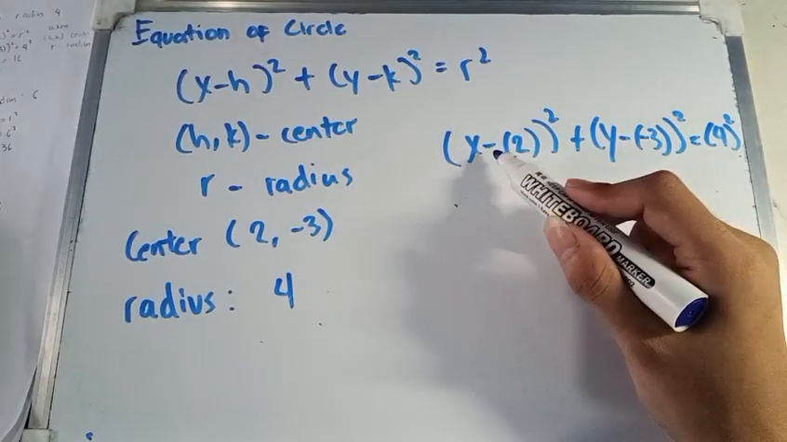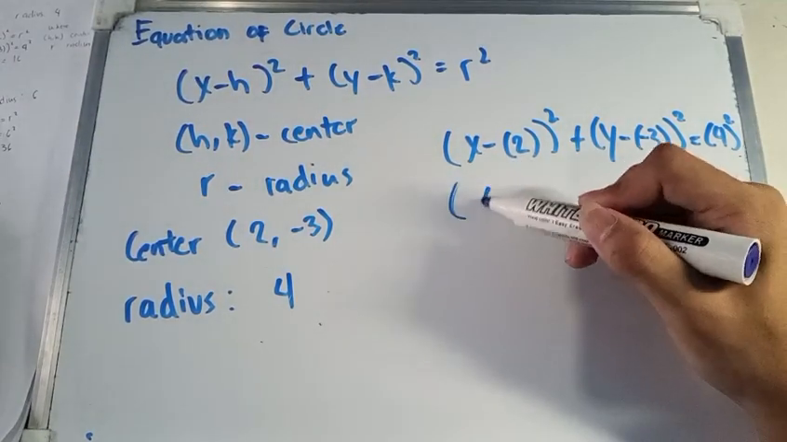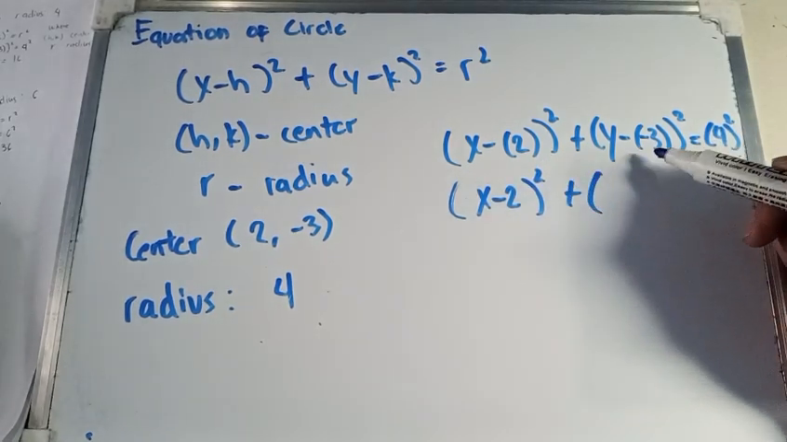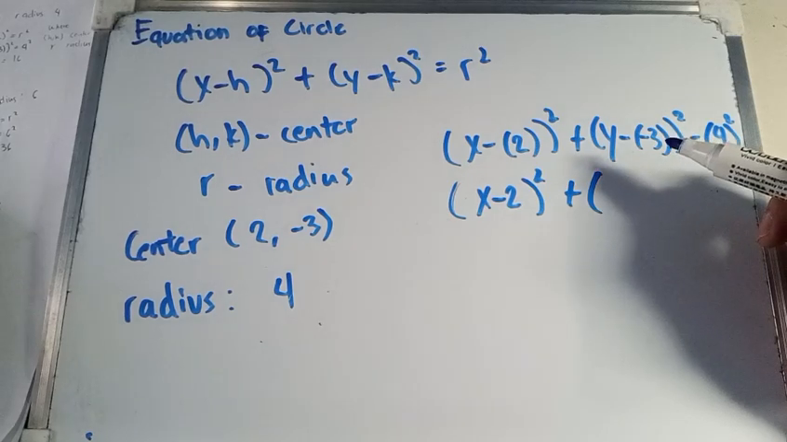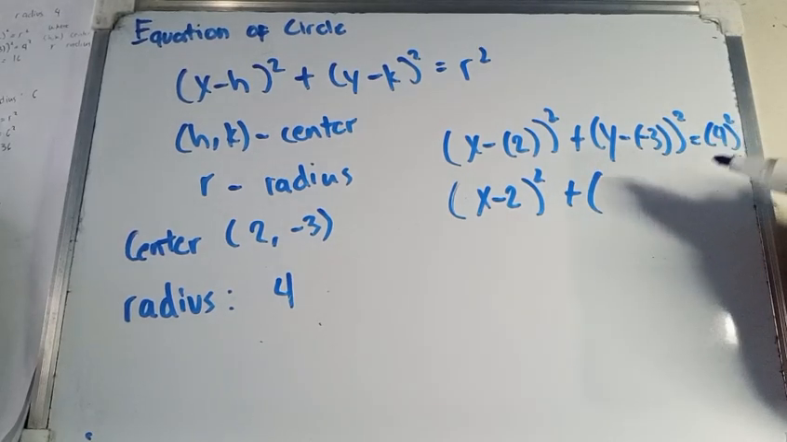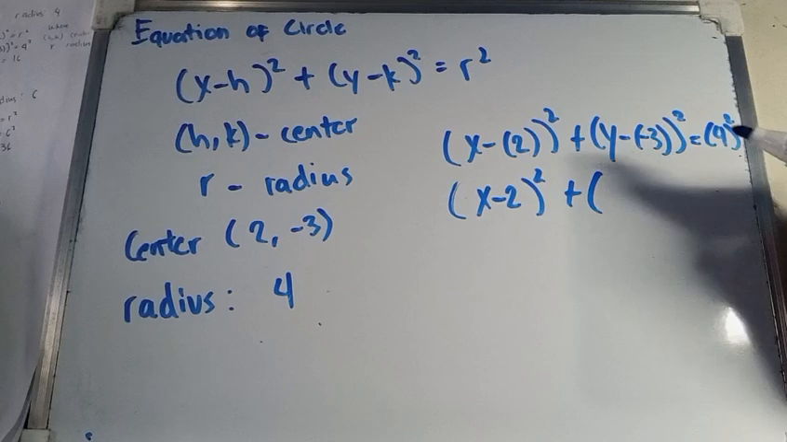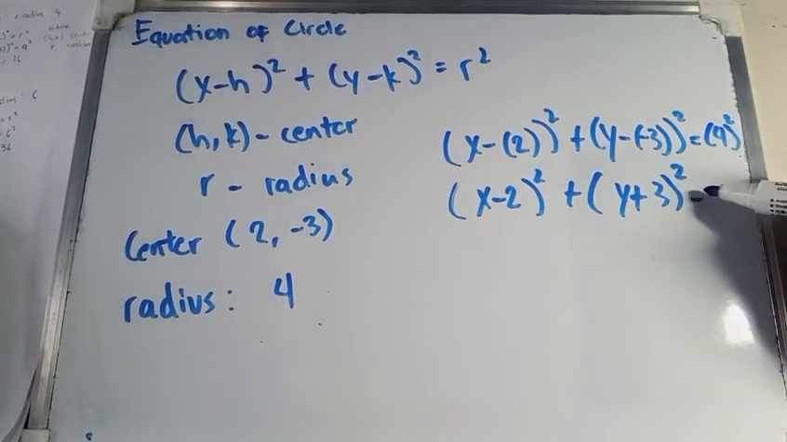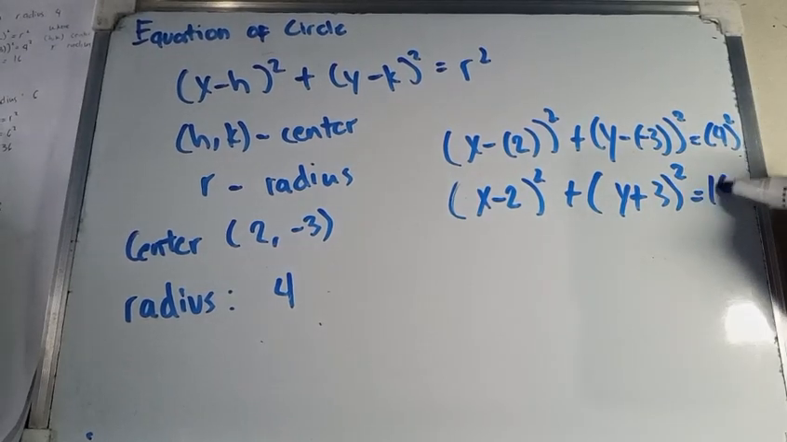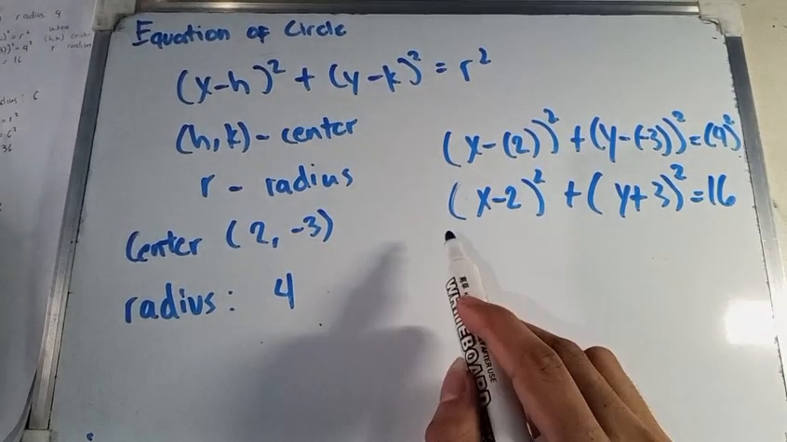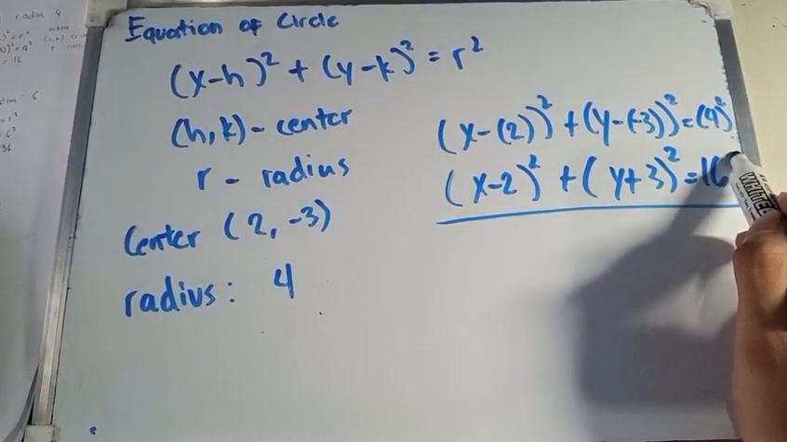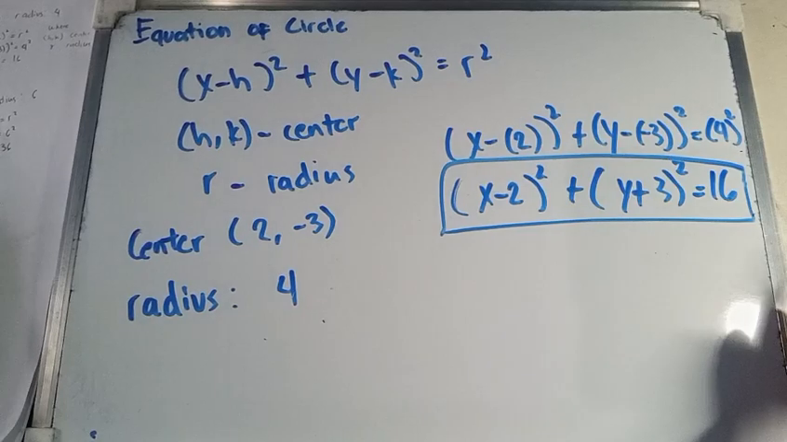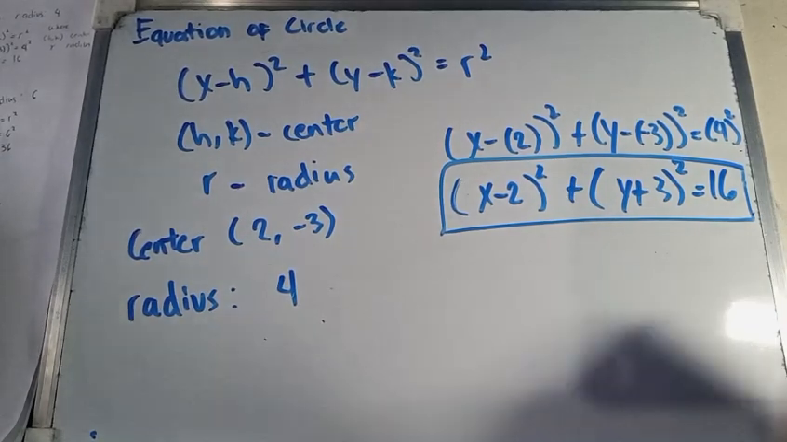Now, x minus 2 is simply like that. We leave it like this. Plus y minus negative 3. Subtracting a negative value will yield addition. So it will become y plus 3, squared, equals 4 squared, which is 16. So this is the simplified form of the standard form of this specific circle. Okay, so let's move on.